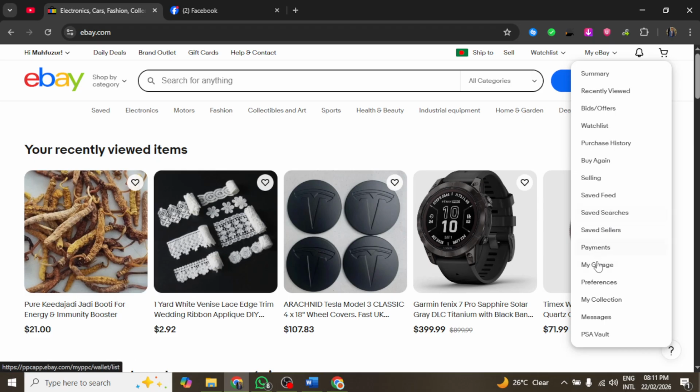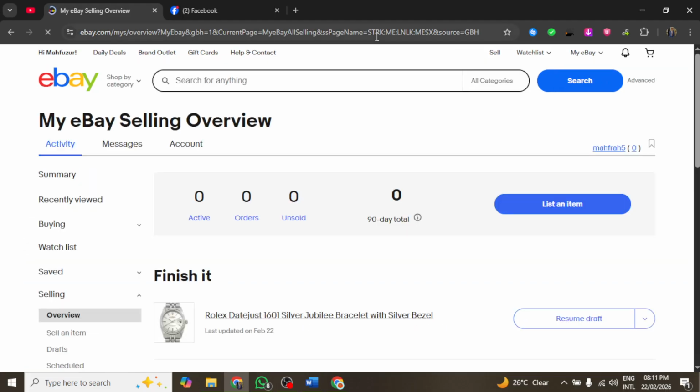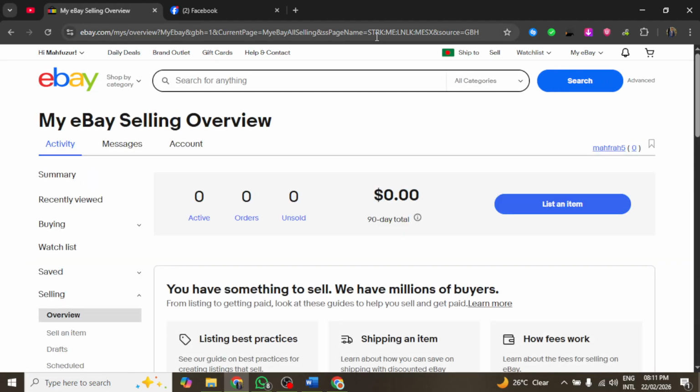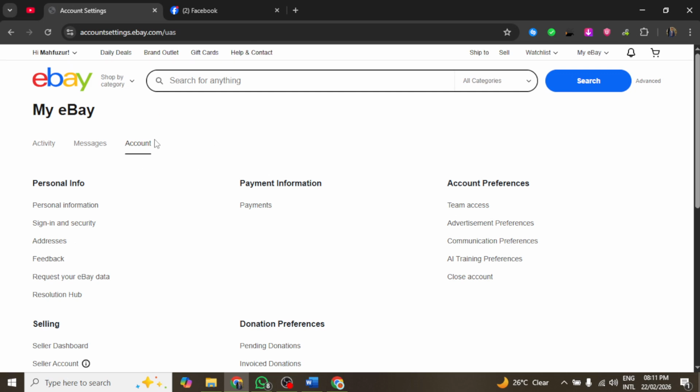If your suspension was related to performance, focus on improving shipping times and tracking accuracy. Additionally, discontinue the use of any risky tools or automation that may have triggered security flags. Ensuring your account complies fully with eBay's rules is vital before proceeding. Once you have addressed all the issues, it is time to submit your appeal request.